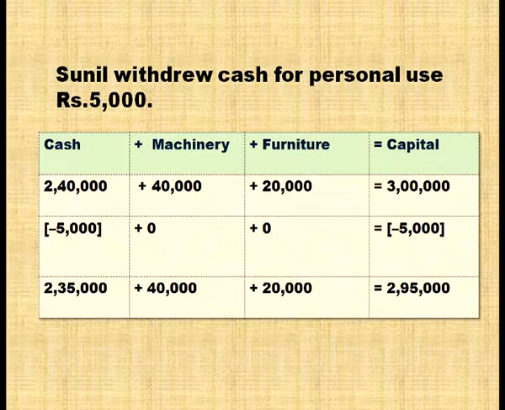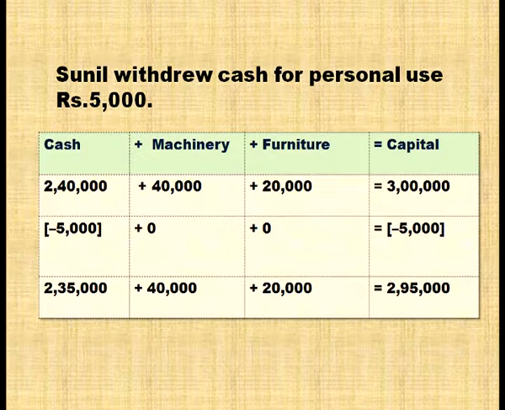Here is another transaction. Sunil withdrew cash for personal use, rupees 5,000. Earlier accounting equation was 2,40,000 cash, machinery 40,000, furniture 20,000 and capital of 3 lakh. When cash is withdrawn for personal use, that is drawings. So, cash of 5,000 is going from the business, and it is going from the capital. In the cash column, you have to deduct minus 5,000. In the capital, it is in the form of drawings from the business, for personal use. So, minus 5,000 in the capital column.